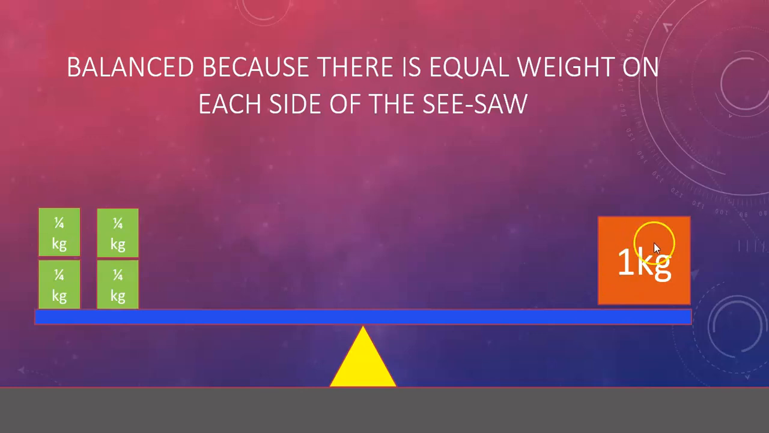On the right hand side we have 1 orange block again. That's 1 kg. On the left hand side we have got 4 blocks. But each green block is equal to 1/4 of a kg. 4 quarters of a kg equals 1 full kilogram. So 4 green blocks equals 1 orange block. So there is an equal weight on each side of the seesaw. So the seesaw is in balance.